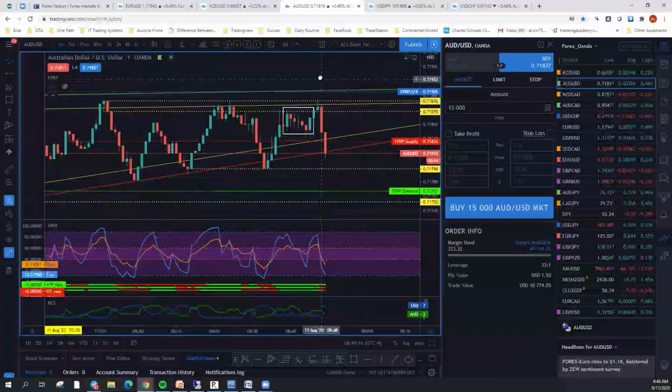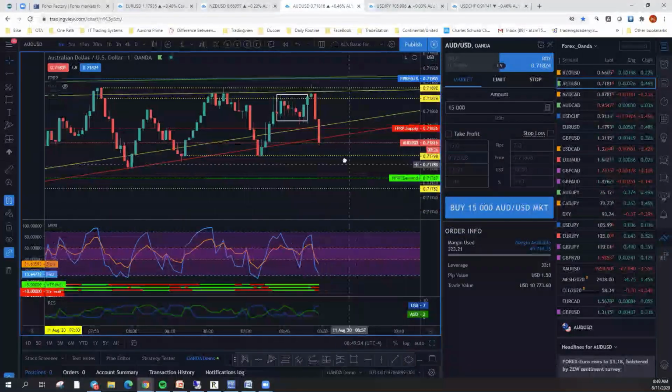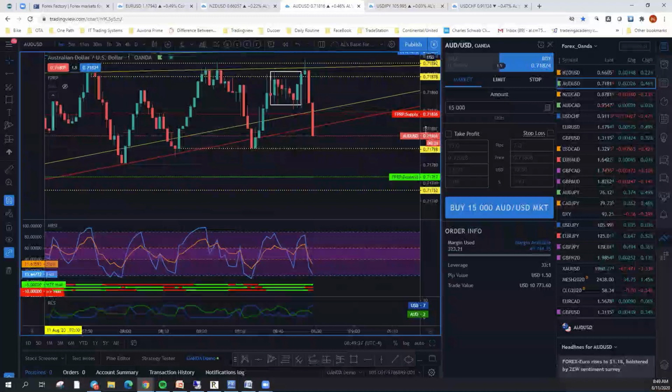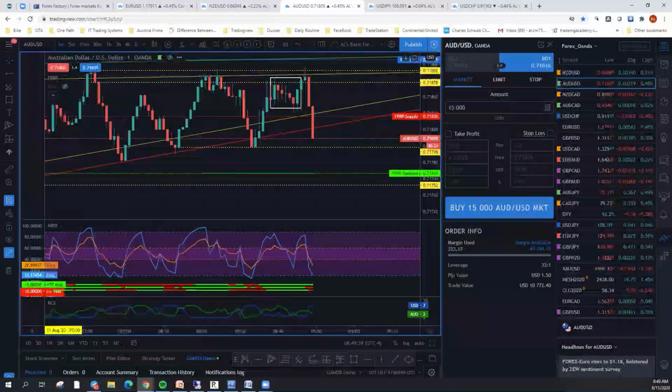Oh boy, the Aussie just took a big, the Aussie's going short. Crazy. Welcome to trading. It still has to get through this area. Now it did break the wedge. It's still basically inside this whole area right in here. That means the dollar is starting to get stronger.